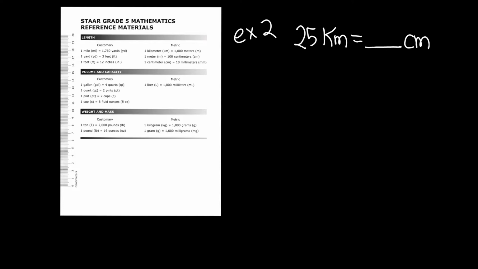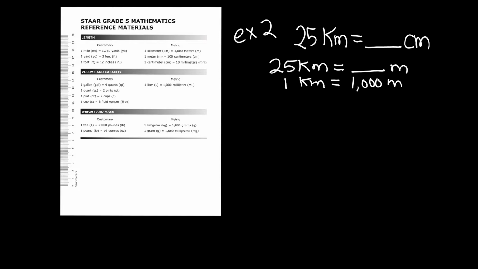So the first thing that I want to do is look for my kilometers and change it to whatever I can change it to that will get me to centimeters. Well, I can change it to meters. So that's what I'm going to do first. I want to take my 25 kilometers and change it to meters. Well, looking at my reference chart, I know that 1 kilometer is equal to 1,000 meters. Now, this is a power of 10. So when we get to solving for this, we're going to be able to use our power of 10 strategy.